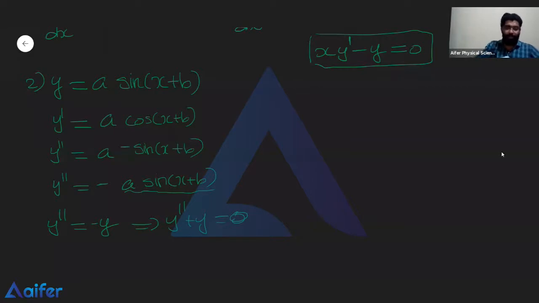Now, the third question we can do here: x square by a square plus y square by b square equal to 1.